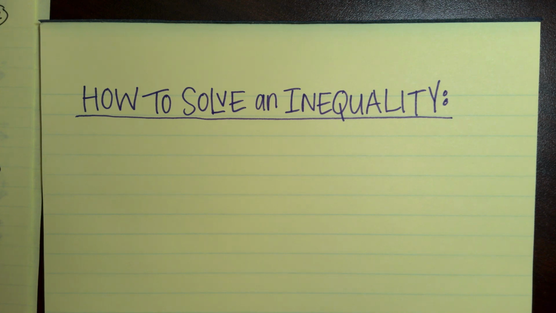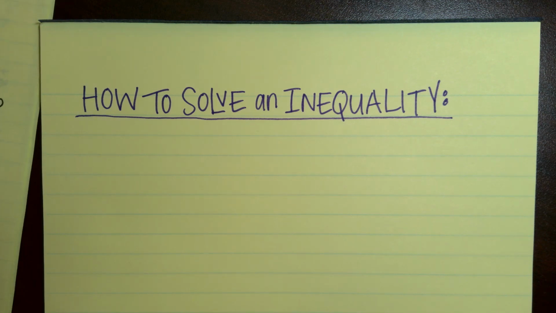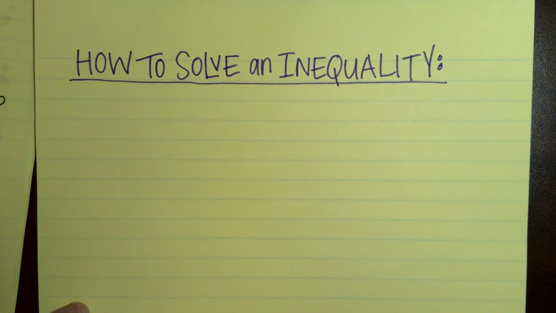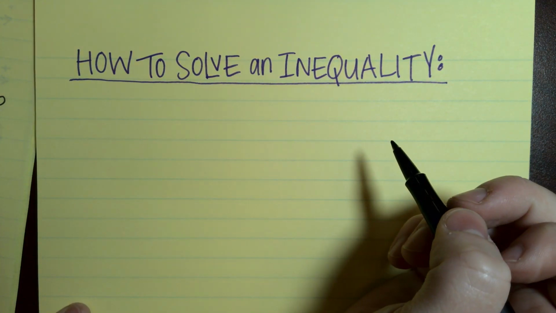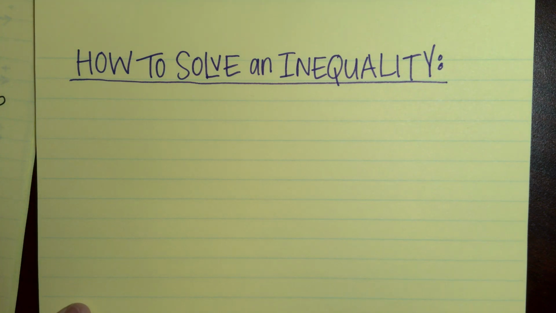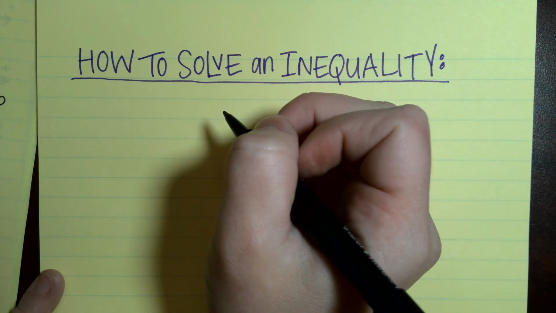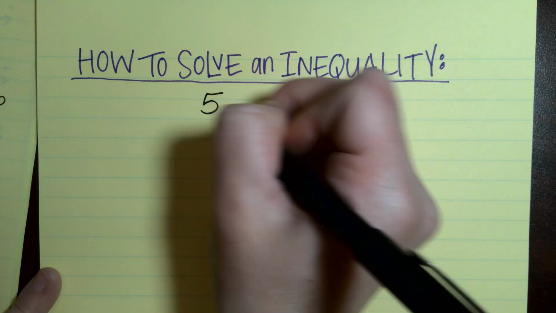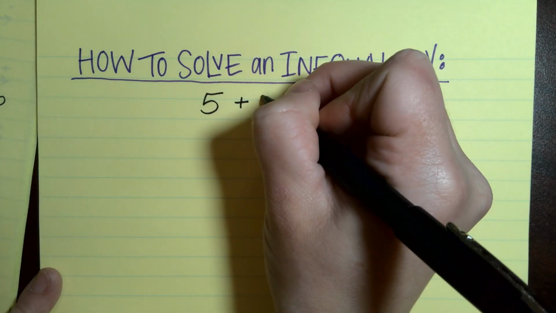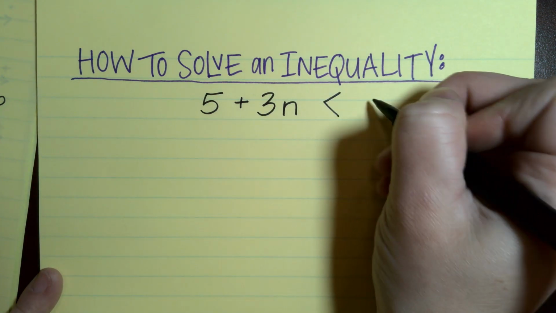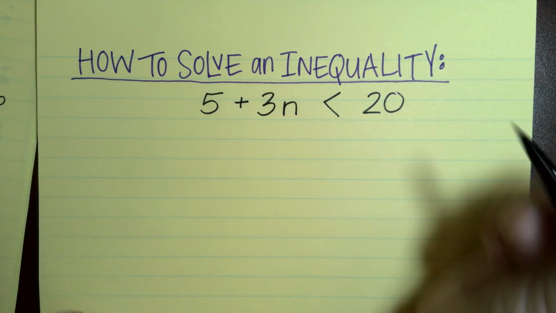So, whenever we are making this guide, I'm going to have us use a problem and a given inequality as sort of a reference point, something that we can show the steps on, so that it doesn't just seem like information kind of floating around in the air. I like to give you something tangible to hold on to. So I'm going to give you 5 plus 3n is less than 20.